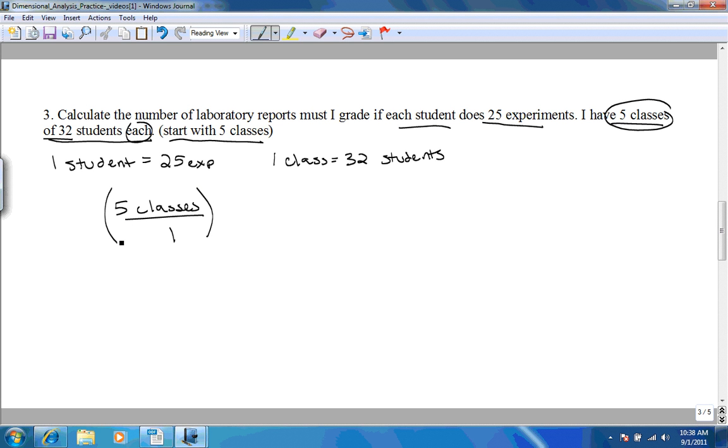Now you might ask yourself, how would I know that if it didn't say that? Well, let's take a look at what our question says. We have 25 experiments and we have that conversion factor. We have 32 students and we have that conversion factor. The number we didn't use is 5 classes. So, worst case scenario, that's the only number we didn't use, so therefore that's how we're going to start.